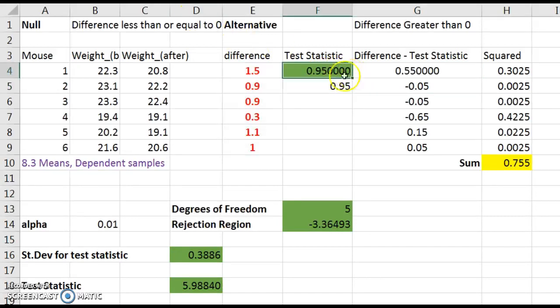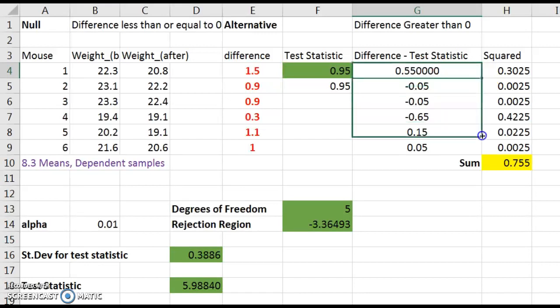So I was just showing there that my value actually is 0.95, that there's no hidden decimals from rounding. So I could type 0.95 here. I want to do the difference, minus 0.95 minus that test statistic. You can still use cell reference, but you need to put a dollar sign there so you can drag it down then.